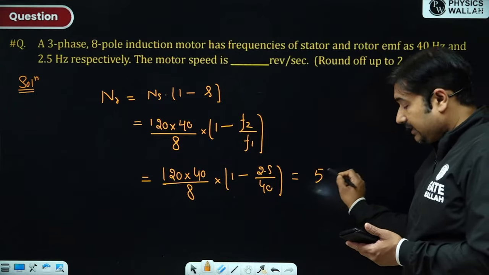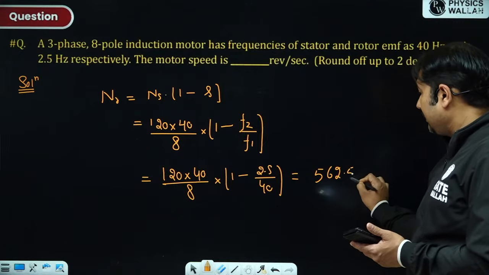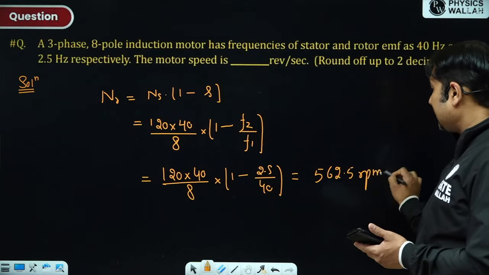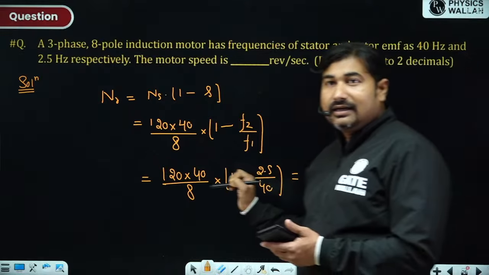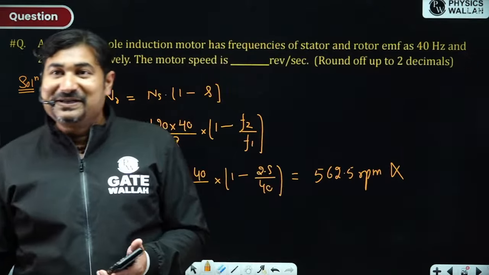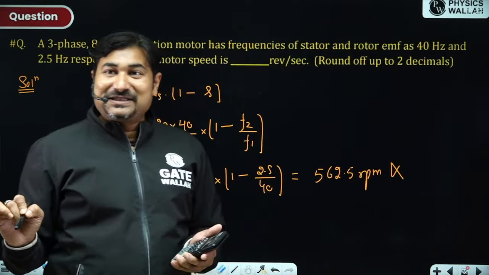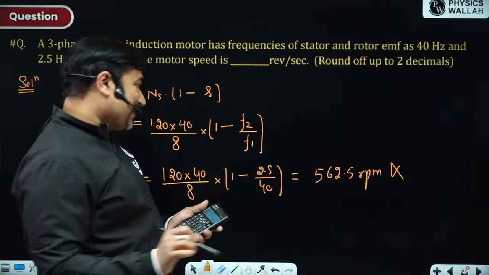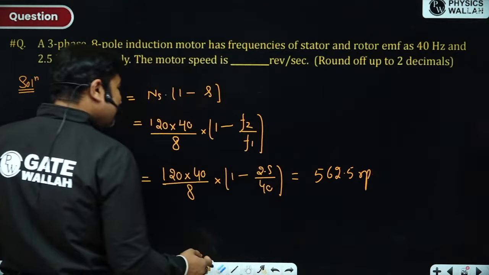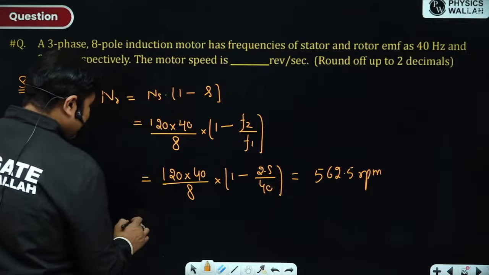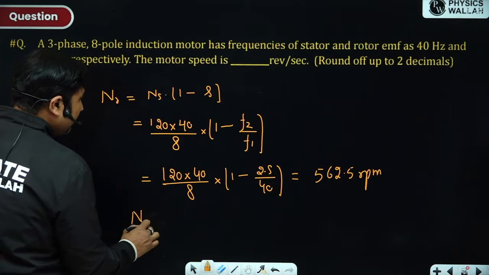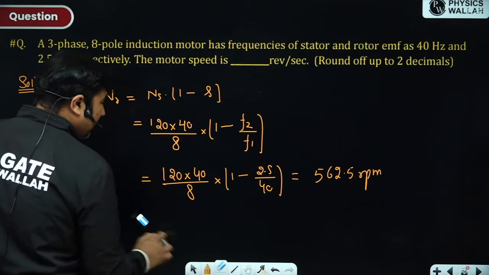So 562.5 RPM. But that is not the answer. How great! No one has given this. Great. The answer is in radian per second. So what would be the answer in radian per second? You have to go to omega_r now.